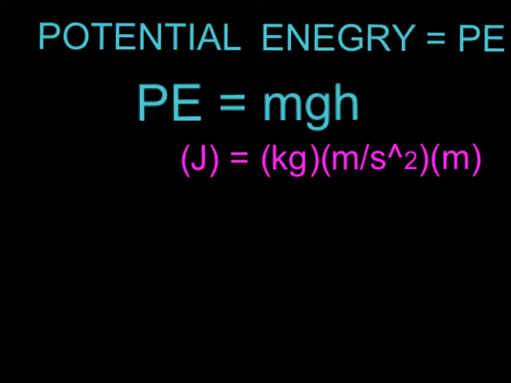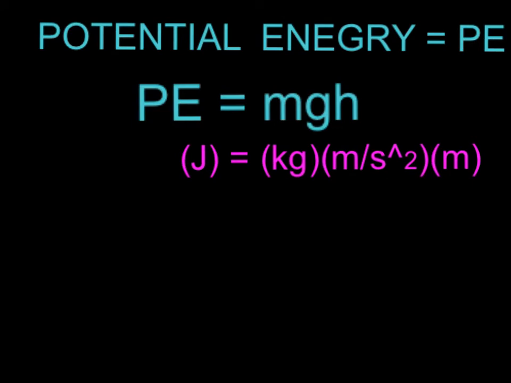Now to talk about potential energy. Potential energy is the energy associated with an object's position. It is also referred to as gravitational potential energy. We calculate this by taking the mass times gravity times height. The units for this are a kilogram meter per second squared, which is together a newton, times meters. A newton meter, remember, is a joule. So potential energy, kinetic energy, and work all share the same unit of joule, or newton meter.